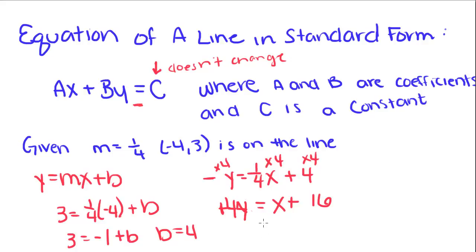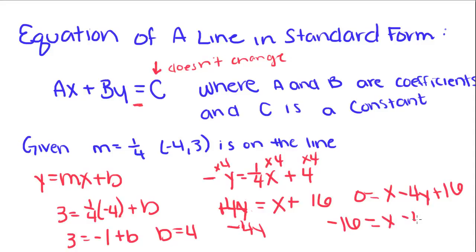What we're going to do is subtract y over, so we get 0 is equal to x minus 4y plus 16. We're almost there, but to get there all the way we have to subtract this 16 over and get negative 16 is equal to x minus 4y. And that is your line in standard form. I'm sorry, I said slope-intercept form.